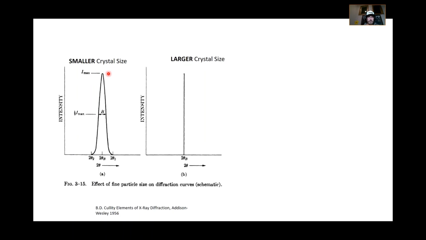Anywho, smaller crystal size, broader peak; larger crystal size, more narrow peak. This may be somewhat of an exaggeration. I like how it says schematic. But anyhow, larger crystal size, more narrow peak. That's the effect of crystallite size on your spectra.